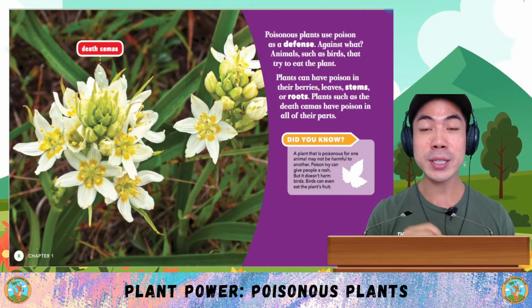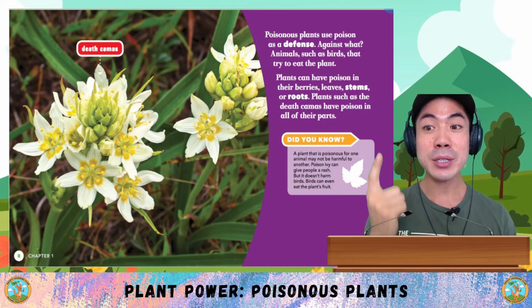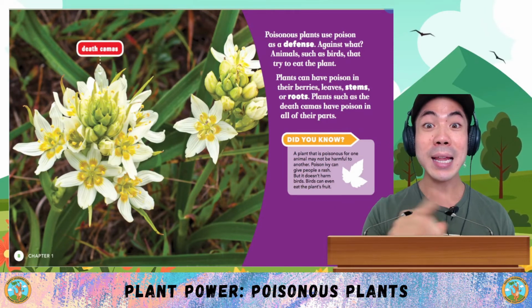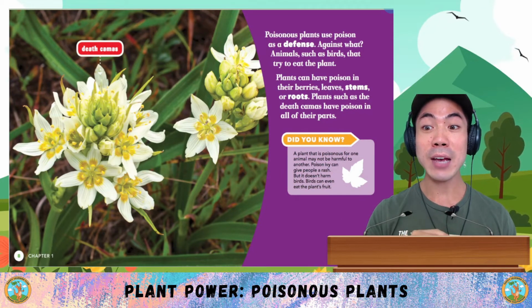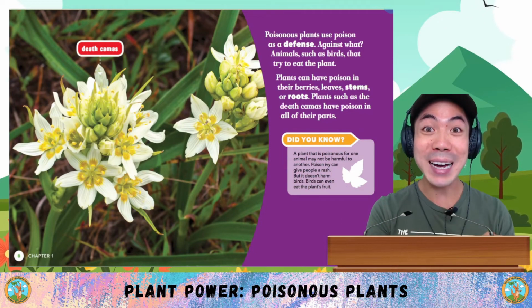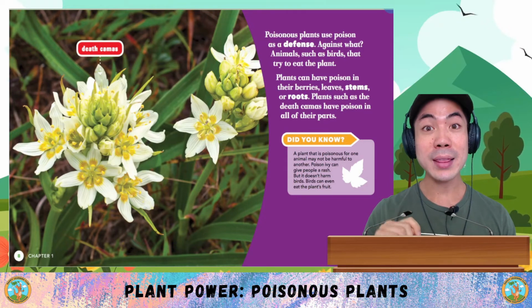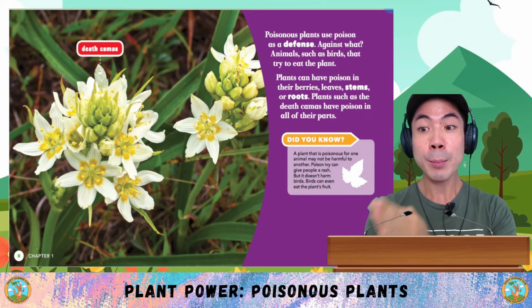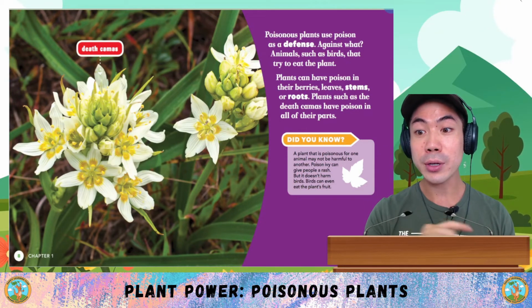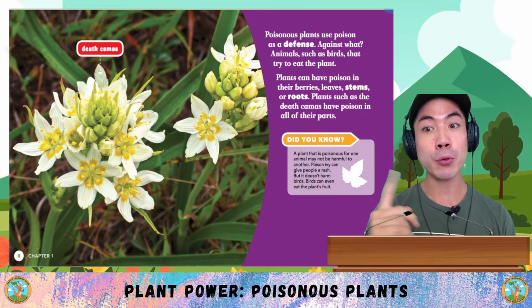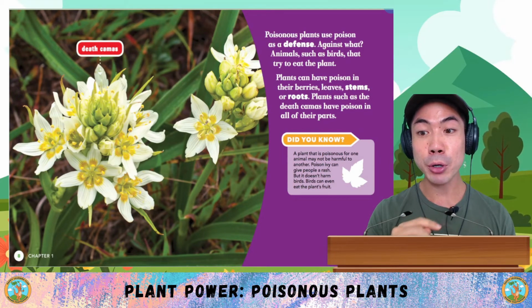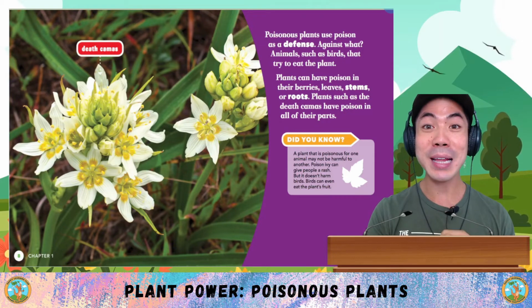Plants can have poison in their berries, leaves, stems, or roots. Plants such as the death camas have poison in all of their parts. Did you know a plant that is poisonous for one animal may not be harmful to another? Poison ivy can give people a rash, but it doesn't harm birds. Birds can even eat the plant's fruit.